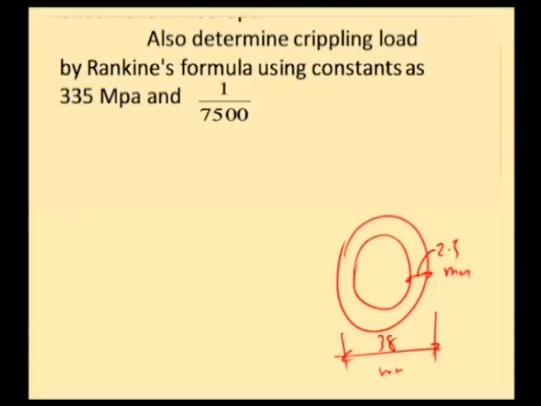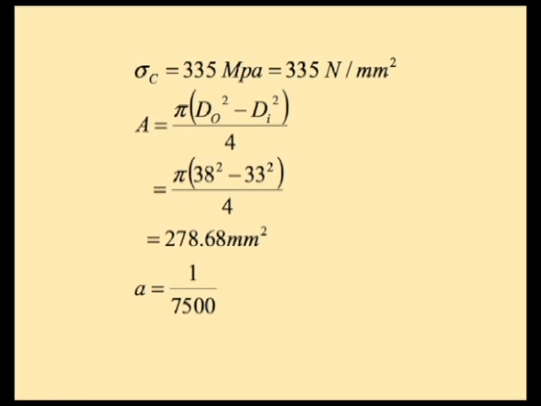The sigma c and small a are given in the problem. If you notice the problem, they have given the Rankine's constants as 335 MPa and 1 by 7500. So, this 335 MPa is the crushing stress sigma c, and 1 by 7500 is the Rankine's constant small a. So, sigma c equal to 335 MPa, that is 335 Newton per mm squared, and capital A equal to area, so pi into d naught squared minus d i squared by 4. Outer diameter and inner diameter are known, so we can calculate the area capital A, and small a is given as 1 by 7500.